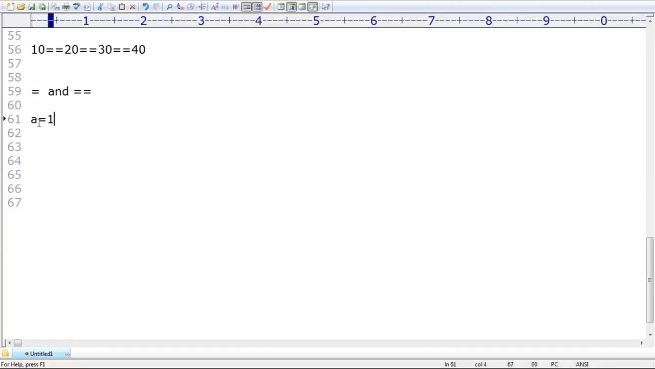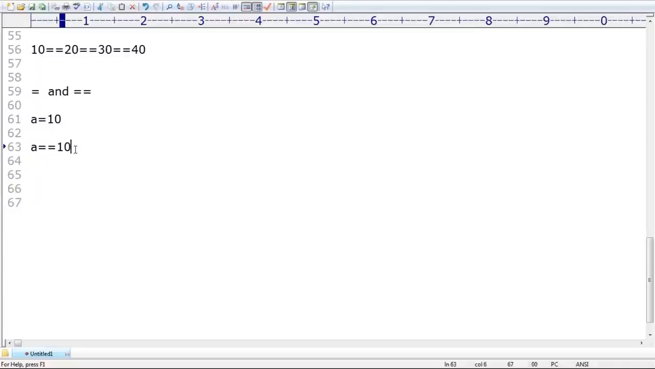Sir, a = 10. If I take like this, sir, 10 value we are assigning to a. This is nothing but assignment operator, right? Next, double equal operator, if you take a == 10, I'm asking whether both are equal or not. The value of a and 10, both are equal or not. This is the comparison operator.